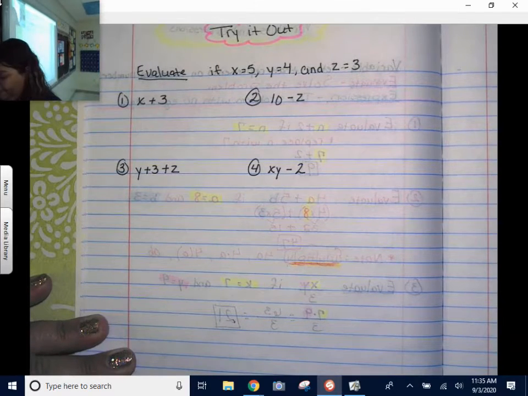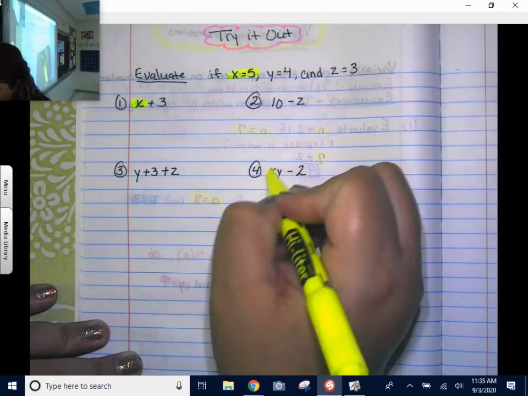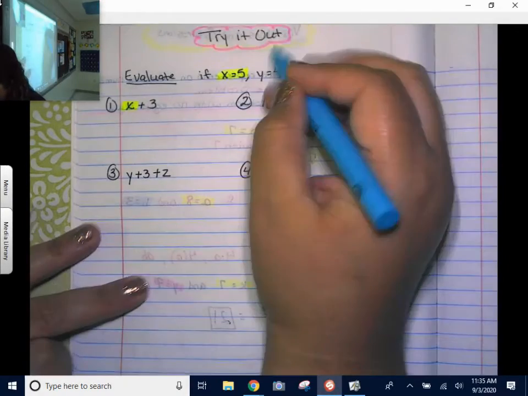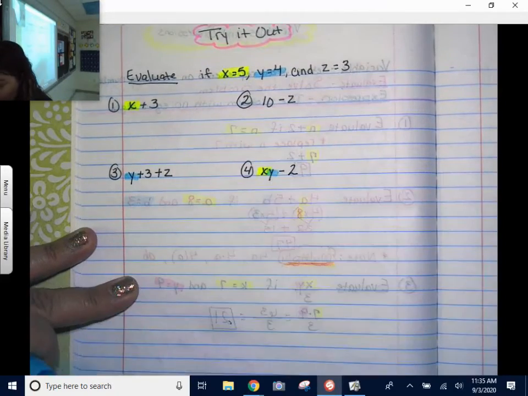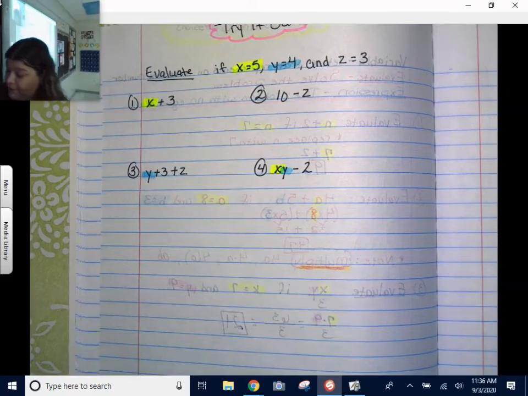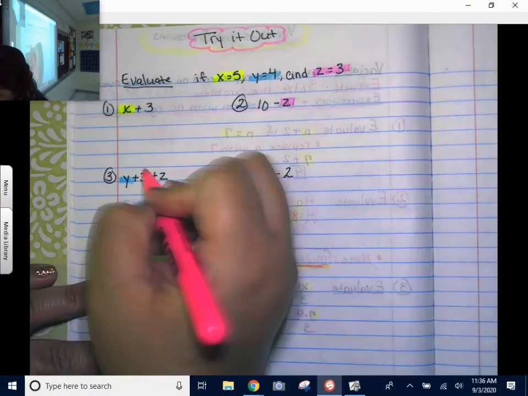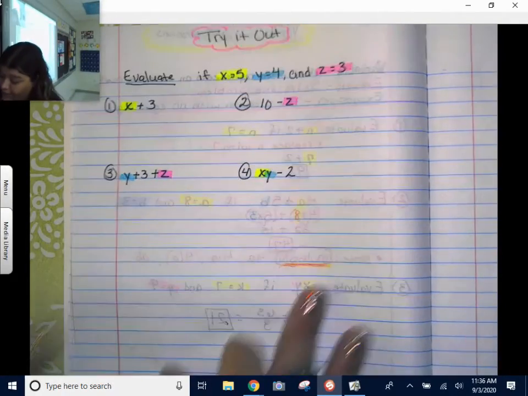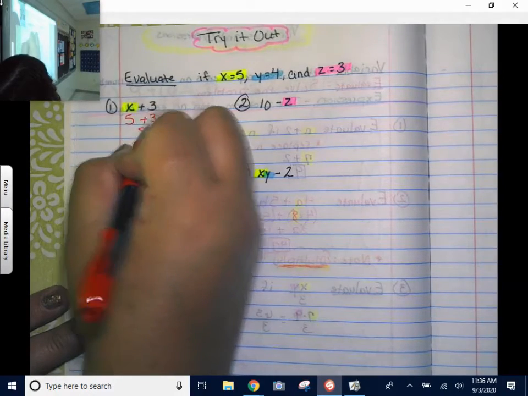All right, let's see how you did. Anytime you saw the variable x, you should have replaced it with a 5. Anytime you saw the letter y, you should have replaced it with a 4. And lastly, anytime you saw the variable z, that was going to be a 3. So I'm going to go ahead and plug them in. Let's see what you get. So here, x should have been 5 plus 3, 8.